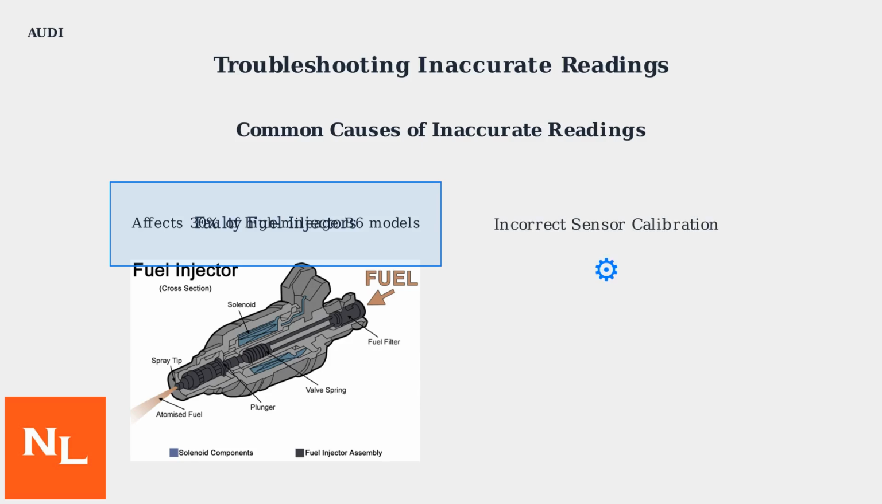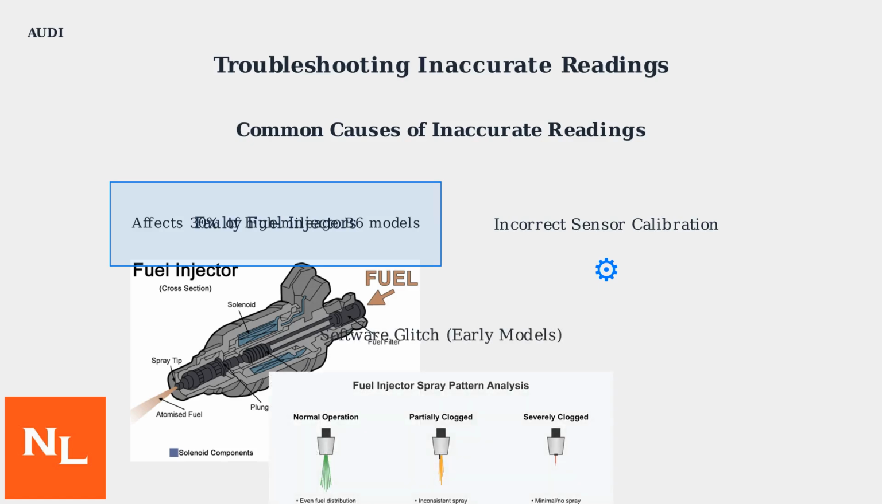Incorrect sensor calibration can also skew readings. The vehicle's fuel level sender or speedometer sensors may need recalibration after repairs or over time. Software glitches, especially in 2001-2003 models, can freeze or display incorrect averages. These often require ECU resets or firmware updates.